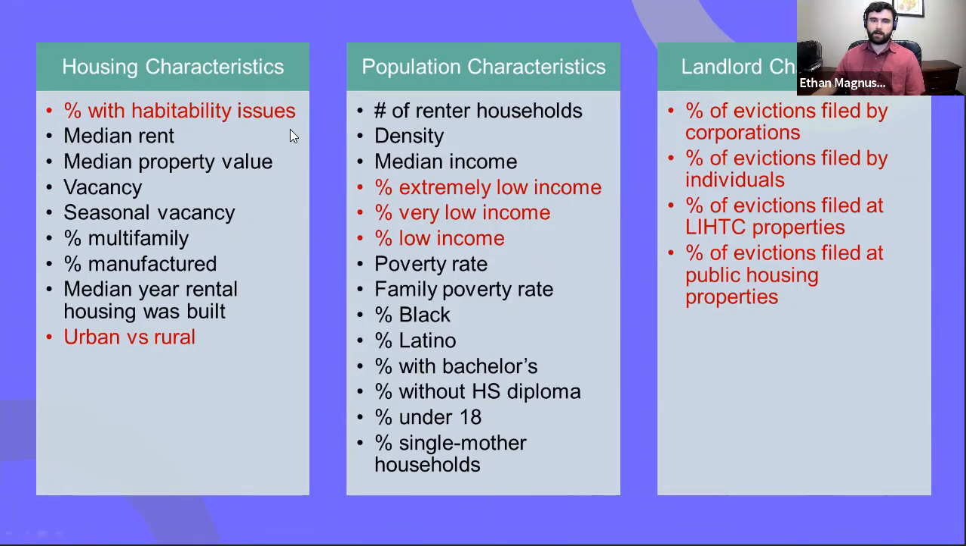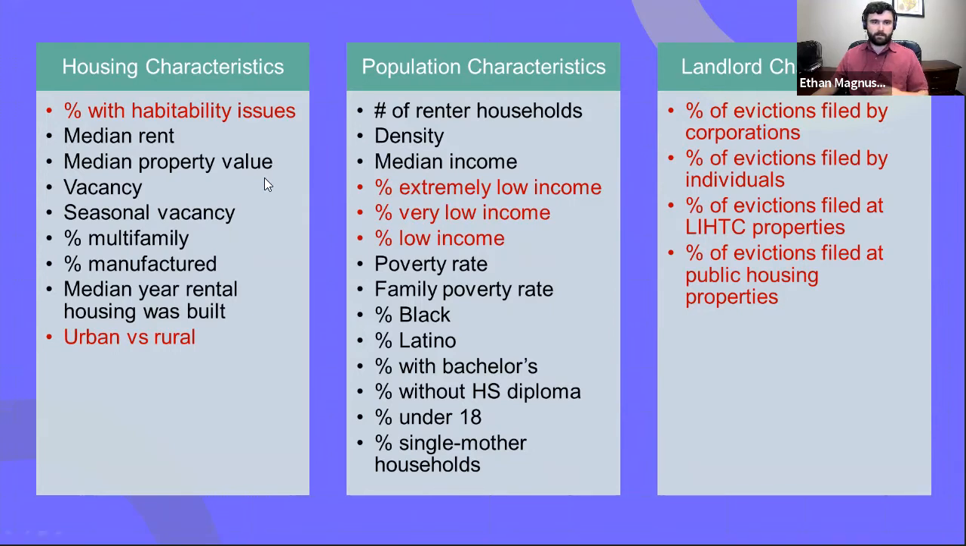The ones in red either came from CHAS or were landlord characteristics, where we used the eviction data itself to determine the percent of evictions that were filed by different categories of landlord. For example, by corporate property managers or by individuals filing under their own name, or properties owned in the LIHTC program, or public housing authorities.